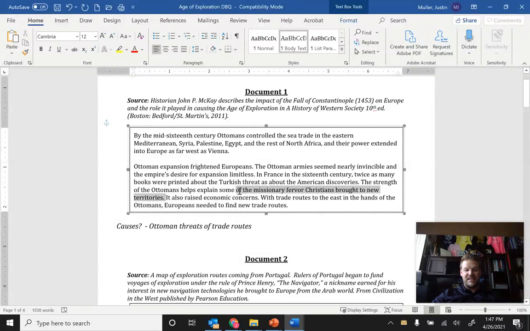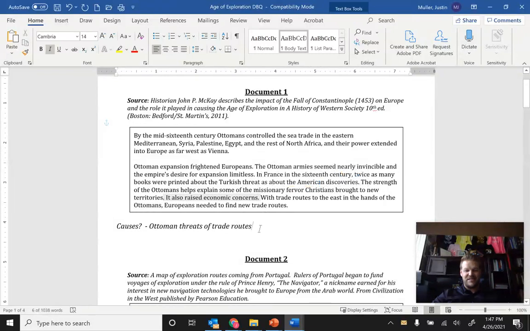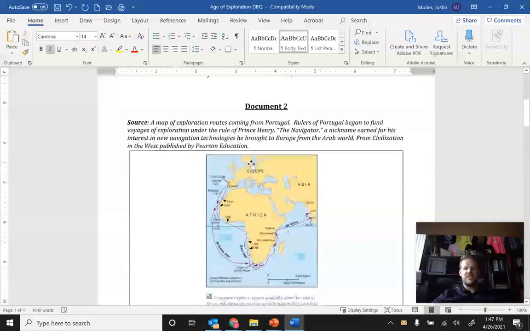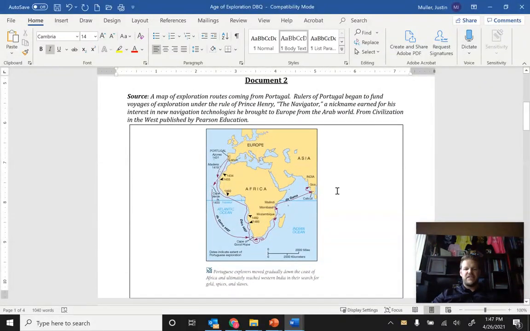It also raised economic concerns. I see that. So maybe I could say economics. So what is my category name? Like if I said one cause of the age of exploration was what? Maybe economics is the answer. Doc 2. A map of exploration routes coming from Portugal. Rulers of Portugal began to fund voyages of exploration under the rule of Prince Henry the Navigator, blah, blah, blah.